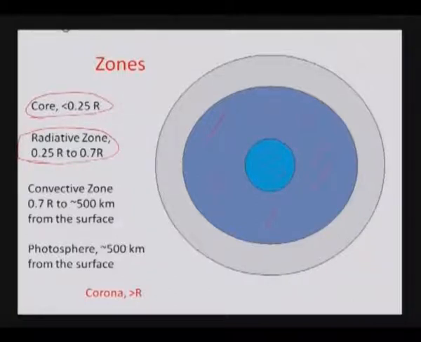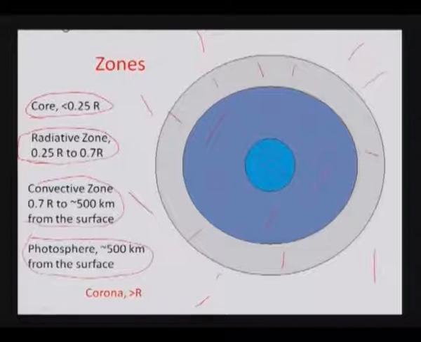I will talk about why this is called radiative and all that. And next is the convective zone, from 0.7 R to almost the surface. The surface itself, something like 400-500 kilometers, is known as the photosphere. Beyond the photosphere you also have some mass which is not visible from here. The densities are too low, though temperatures are high; those are the corona and other things.